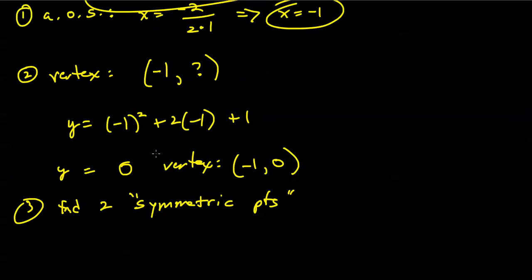The axis of symmetry is x equals minus 1. The vertex is minus 1, 0. Right, let me start putting some of this stuff down. The axis of symmetry is the line x equals minus 1. The vertex is the point minus 1, 0. And we know it's going to be a concave up parabola. Let me show you what I'm talking about here.